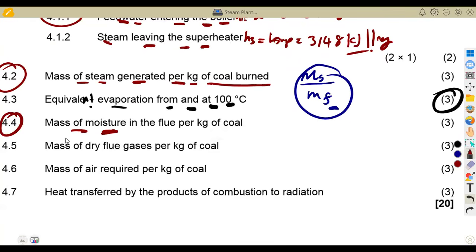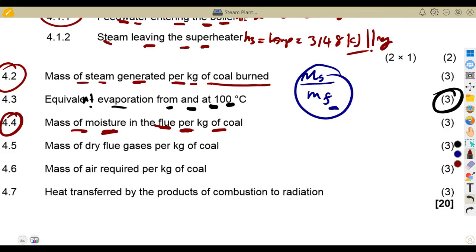Question 4.4: the mass of moisture in the flue gases per kilogram of coal. There we are talking about the flue gases when they are wet, which is the moist one.